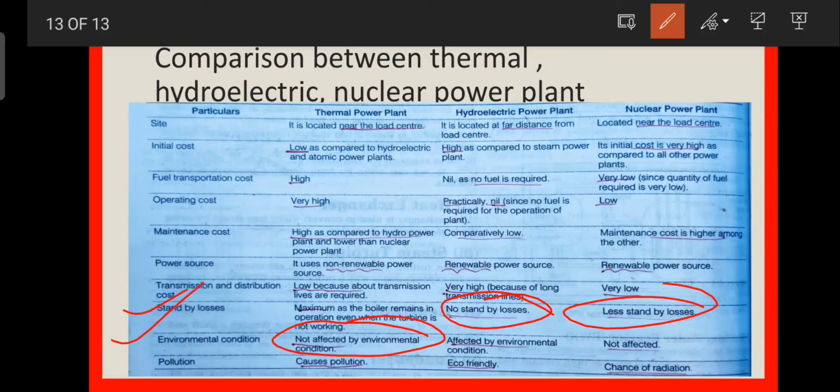And hydroelectric power plant is affected by environmental condition, but it does not affect the environment. It is useful to the environment, since the reserve water is also used in agriculture. And nuclear power plant is not affected, but it affects sometimes because of hazardous situations. Thermal power plant causes pollution, and hydroelectric power plant is eco-friendly. Nuclear power plant, change of radiation.